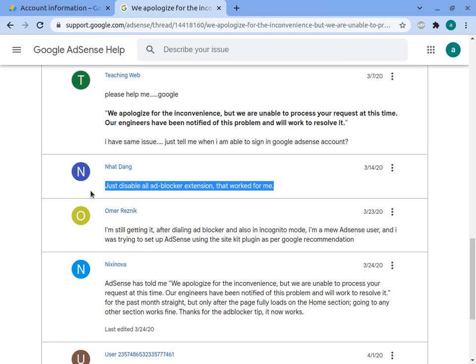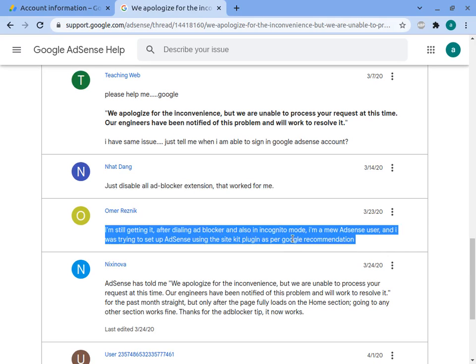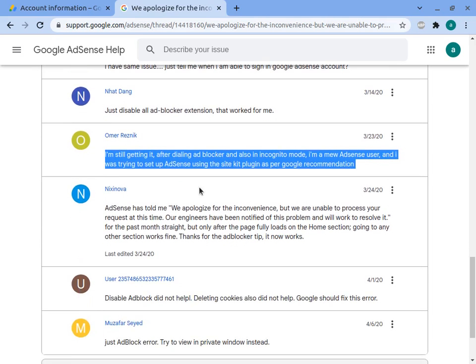So there's only one person so far whose issue was not fixed by switching off ad blocker: "I'm still getting it after disabling ad blocker." So this is the second person also. These are two people now who have not been helped, which means you might be the third person who cannot fix it with our fix, but you see almost 90% of the people are able to fix that.